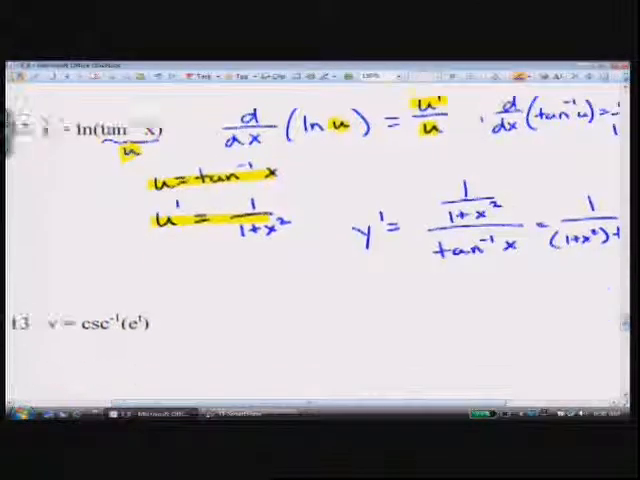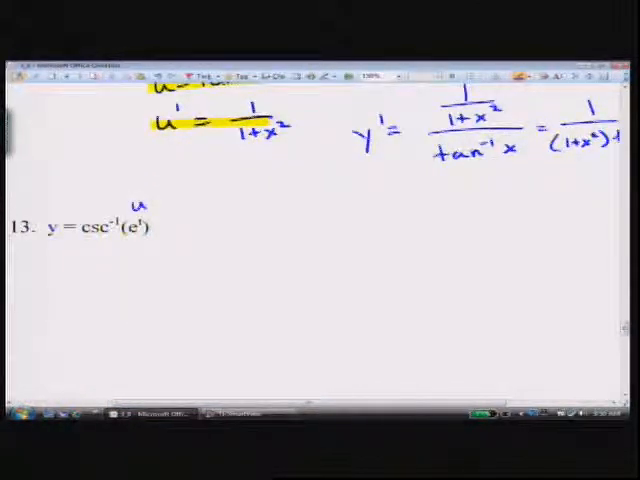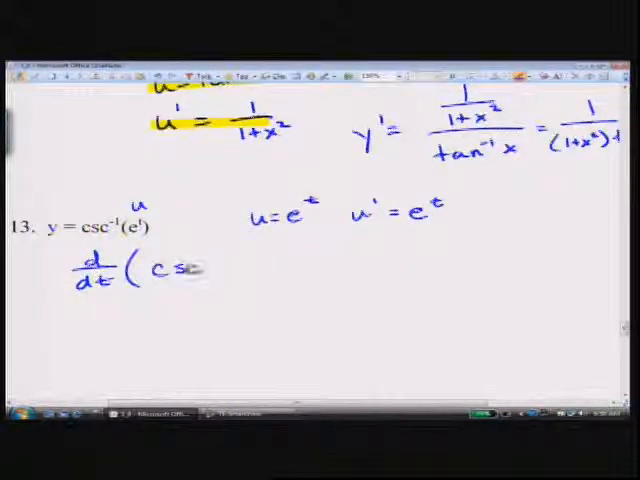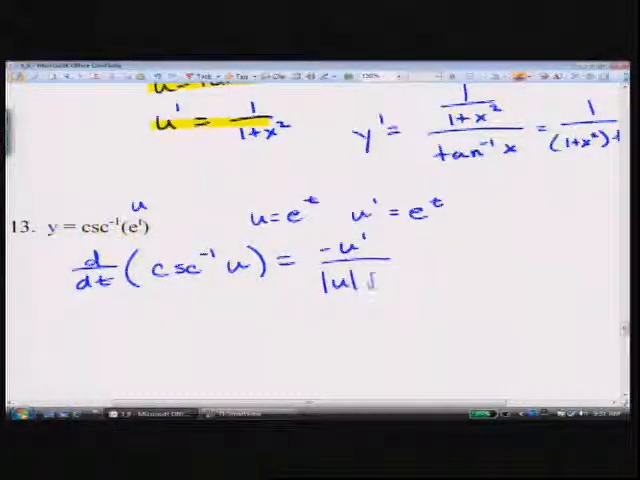All right, inverse cosecant of u, where u is e to the t. Okay. If u is equal to e to the t, what is u prime? E. Very good, e to the t. All right, the derivative with respect to, in this case, t, of the inverse cosecant of some function u is, if you look at the formula, negative u prime over the absolute value of u times the square root of u squared minus 1.